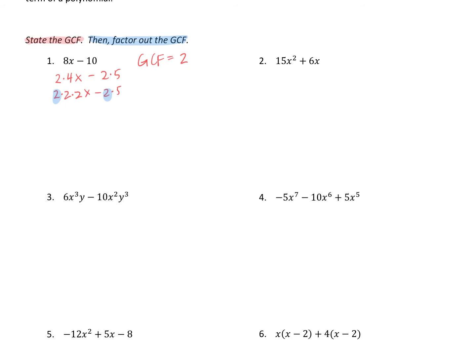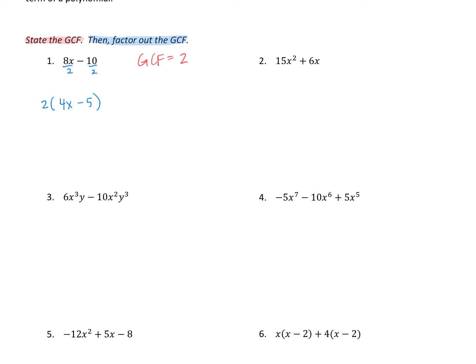And you may be able to just see that looking at them, right? You can say, oh, I can divide 8 by 2 and I can divide 10 by 2. What I would suggest doing is going ahead and dividing. So if you think it's 2, great, then divide them both by 2. So what you would do is write 2 down, and then divide and see what's left. So 8 divided by 2 is 4, so 4x. Negative 10 divided by 2 is negative 5.